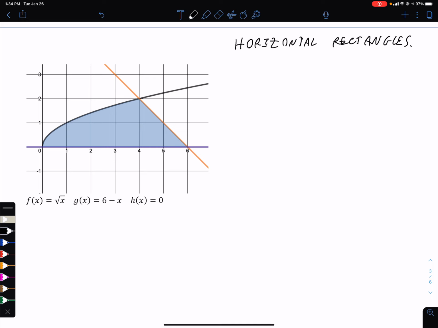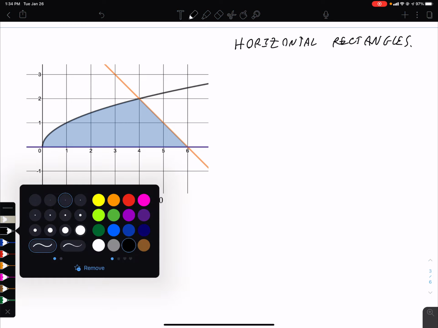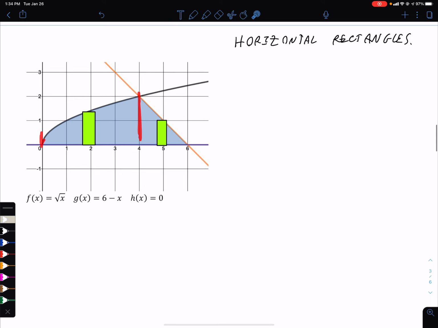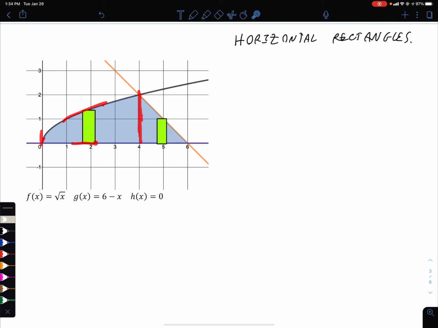And why would you use horizontal rectangles? Sometimes you have to. In this case, you actually have an option. What you could see, if I did a rectangle here, and I did a rectangle here, you would notice those rectangles are different. The height is the black minus the blue. But here the height is the gold minus the blue. So you'd have to have two separate integrals. One from 0 to 4, and it'd be the black minus the blue. And then one from the gold minus the blue, from 4 to 6.